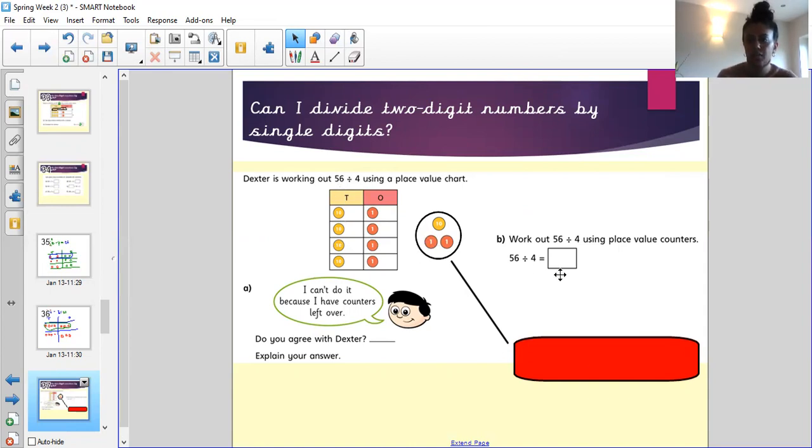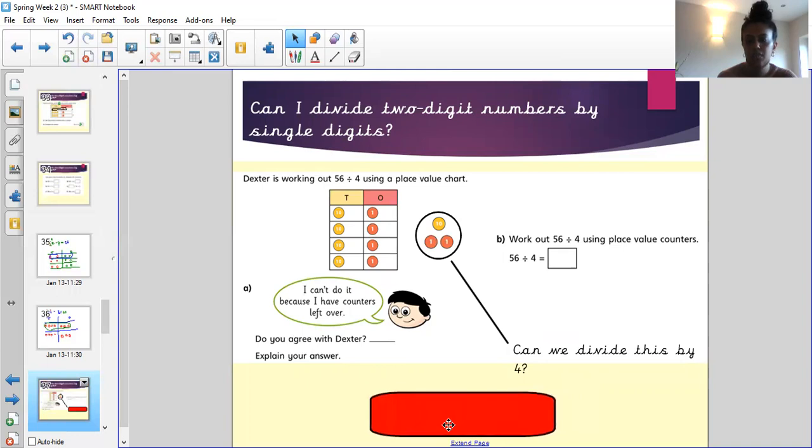So 56 doesn't fit into those 4 rows. So he's worked out 56 divided by 4 using place value counters, and there is a bit left. So can we divide the number that is remaining by 4? So we've got 10, 11, 12. Can we divide 12 by 4? And yes, we can. Because the counters left over make the number 12, and 12 can also be split into 4.